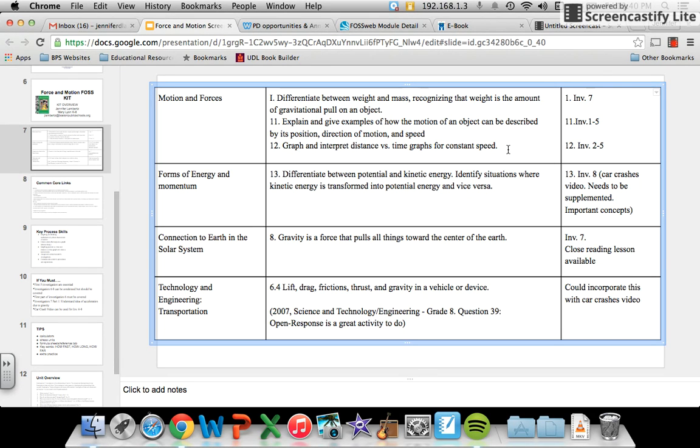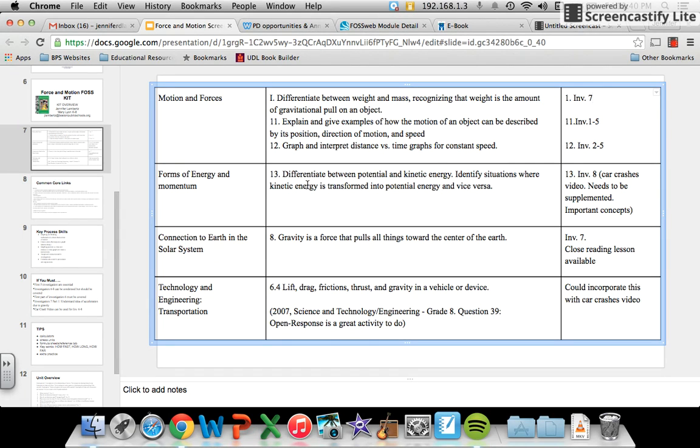So these 3 main standards you need to make sure you hone in on, and the students are getting it by the end of this investigation. This is the only place they're going to get it. So when they're tested in 8th grade, it's your job to get them there.